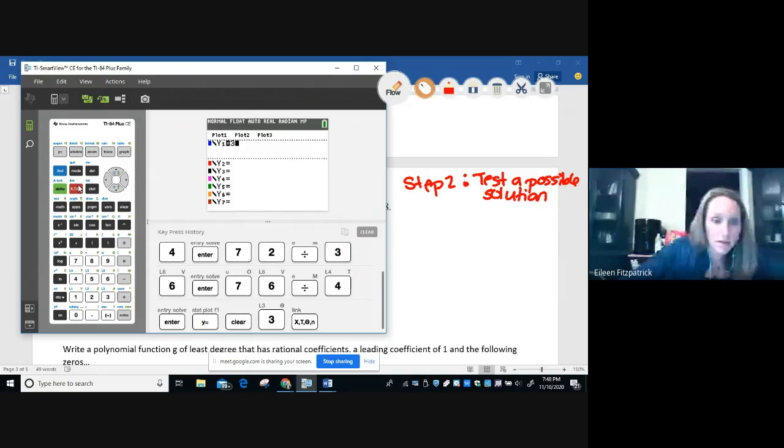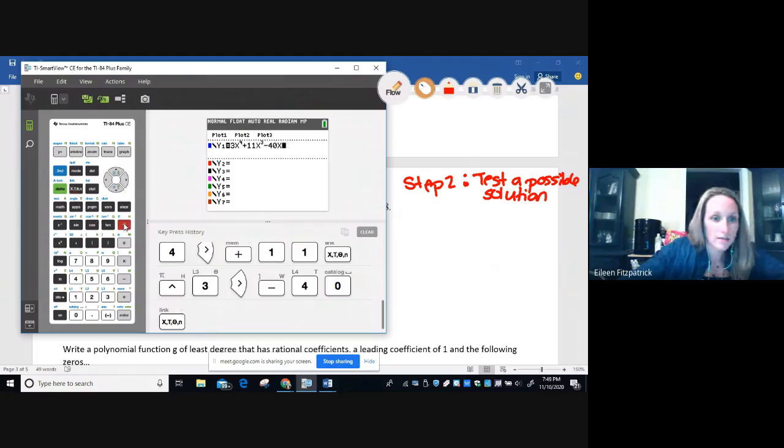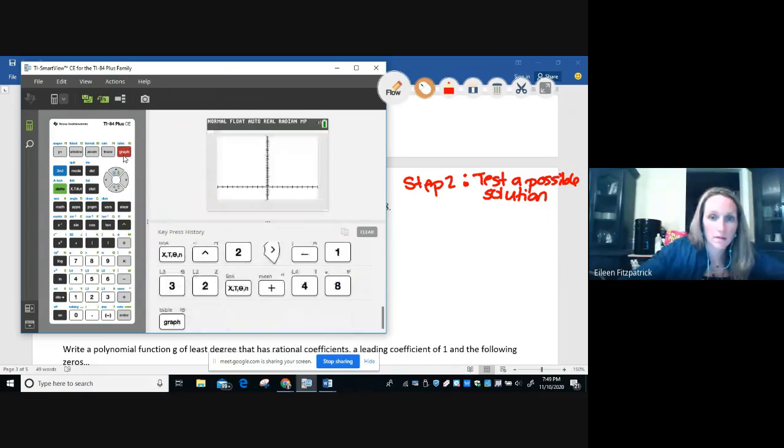3x to the 4th plus 11x to the 3rd minus 40x squared minus 132x plus 48. All right, I'm going to hit graph.